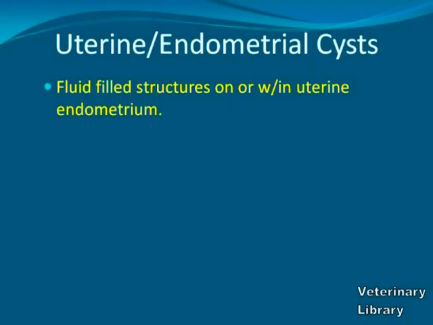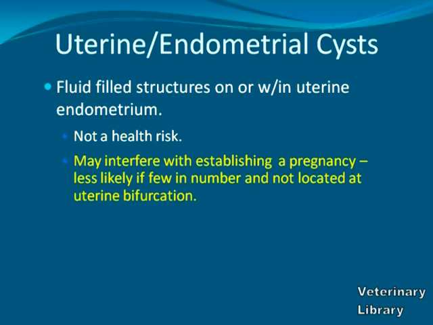Cysts within the uterus are commonly referred to as either uterine or endometrial cysts. These cysts are fluid-filled structures on or within the lining of the uterus, which is called the uterine endometrium. These cysts are not a health risk, but may interfere with the establishment of a pregnancy. Usually they are few in number and thus do not present such a risk unless they are located primarily at one or both of the uterine bifurcations.